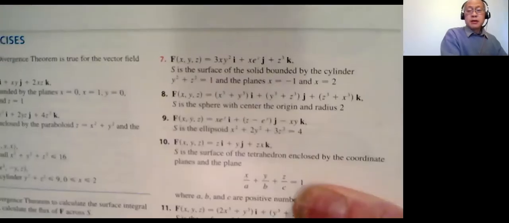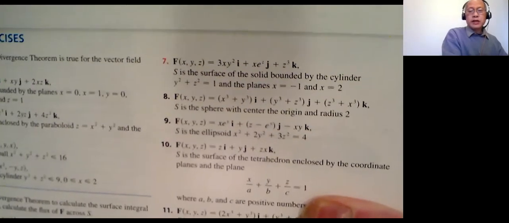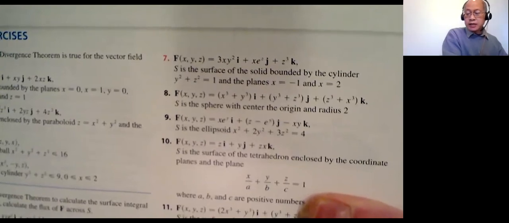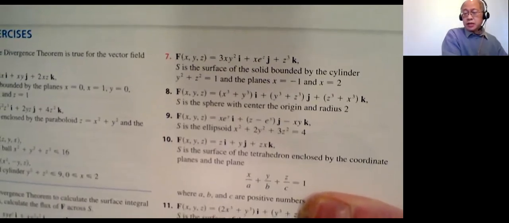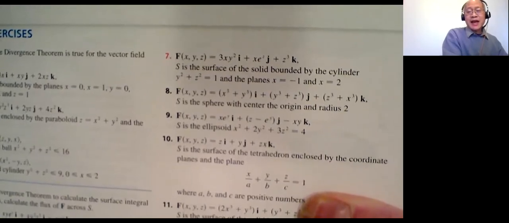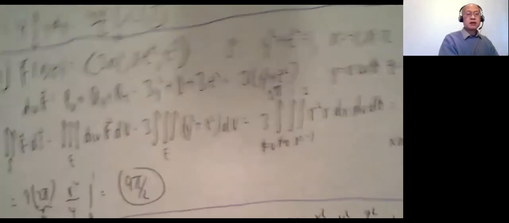Okay, number 7. S is the surface of the solid bounded by the cylinder y squared plus z squared equals 1, and the planes x equals -1 and x equals 2. So that sounds like cylindrical coordinates. Change over to cylindrical coordinates. Although it isn't the usual setup, x stays the same, and y and z become r cosine theta and r sine theta for number 7. Okay, so it's a little bit tricky.